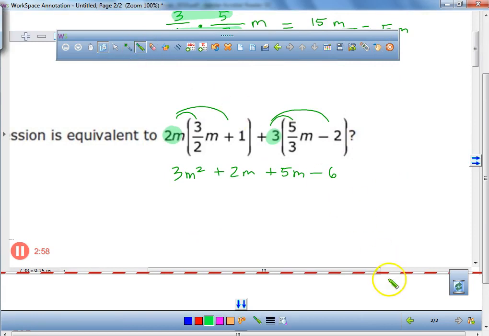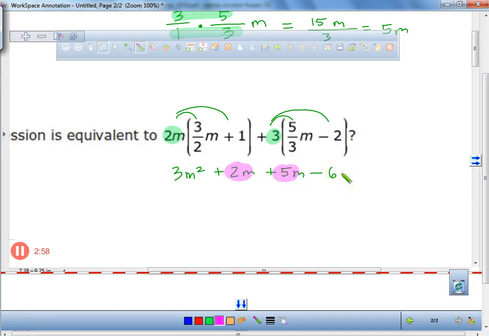What's the only thing we have to do now, Jacob? What's the only thing we have to do? Scan it through here. What do you expect I'm going to say here? No, we're not solving. Say it again. Add like terms. All right.